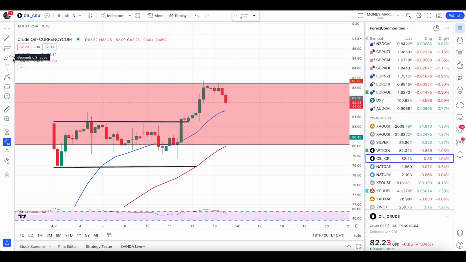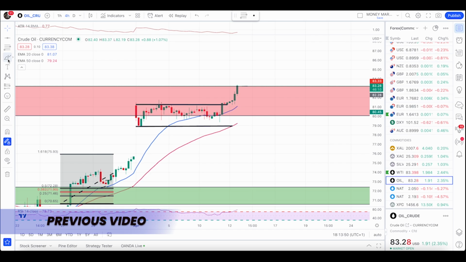Let's check crude oil. So finally, as mentioned in my last video, what do we have here? Let me show you quickly what I said in my last video. So now at this point, I won't be looking for buy trades. Now, if we get a bearish engulfer here, then we have a likely sell signal. So look for sell conditions only.